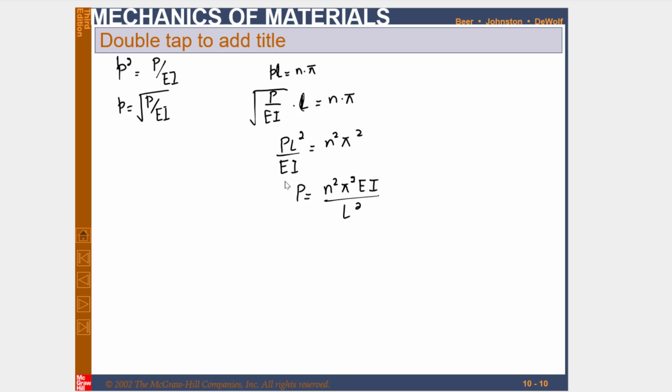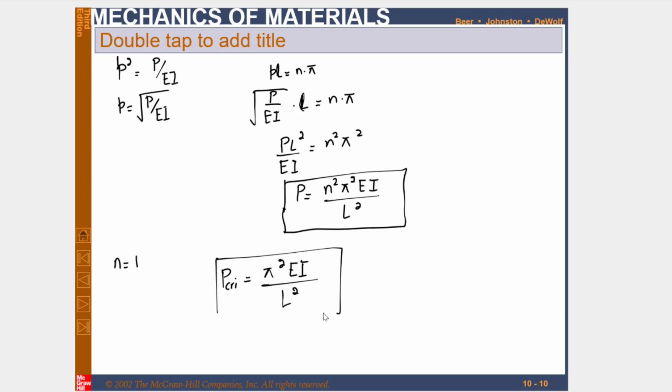So we get the equation of load. The smallest value of P will be when n is equal to 1. So if you put n is equal to 1, this load will correspond to n equal to 1, and that will be equal to the critical load. And this P critical will be equal to pi square EI over L square. This is the main formula, the Euler formula, in order to find the critical load.